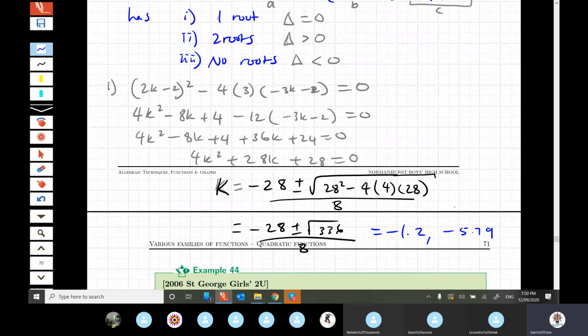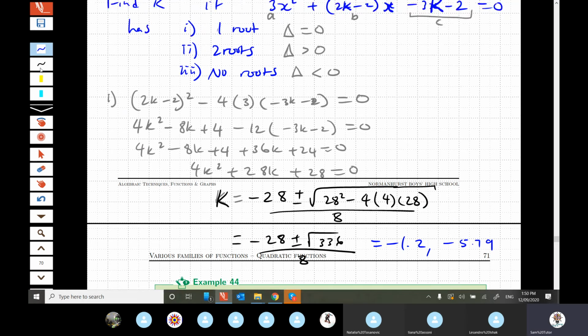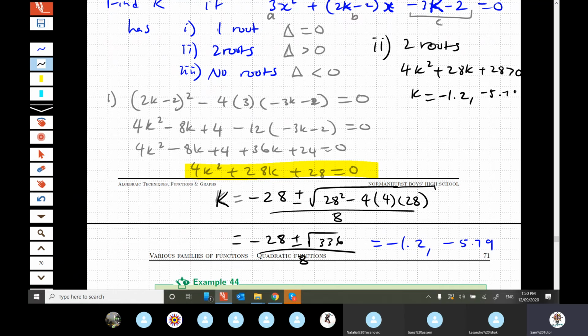Okay, in this case, I asked you to find me part double I: 2 roots. If you're trying to do 2 roots, you know that the discriminant has to be greater than 0. So essentially, if you look at this line here, it's just not going to be that. What's it going to be? Greater than 0. Right? Which you've already solved. You've already solved for us right here. Negative 1.2. So k is negative 1.2 and negative 5.79.